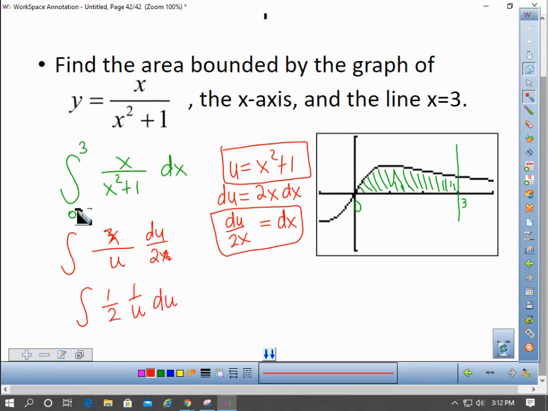Now notice I did not put the 0 and the 3 down here. Do you remember why? All right. The 0 and the 3 are x coordinates. And I've changed everything over using u substitution. I've changed everything over to u's. So what I need to do is put my new numbers here. So this used to be a 3. So now if I plug 3 in here, 3 squared plus 1 is going to give me a u value of 10. And then if I put a 0 in here, 0 squared plus 1 is going to give me a u value of 1. So now my integral is going from 1 to 10.